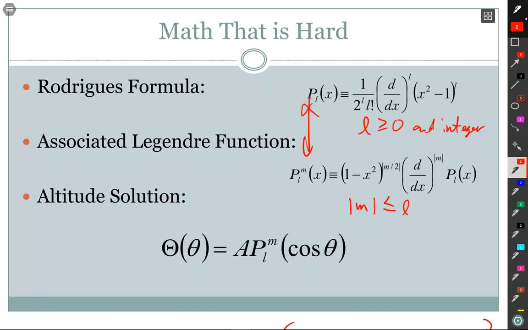Do the P's mean polynomial? Honestly, I don't know. It obviously doesn't stand for Legendre. Yes. It probably stands for polynomial, but I honestly don't know.